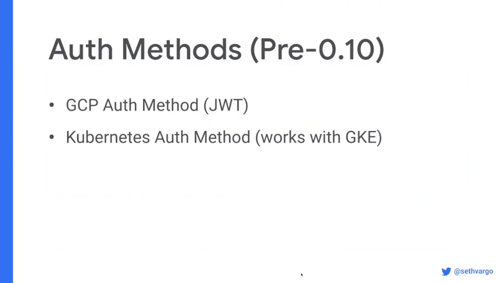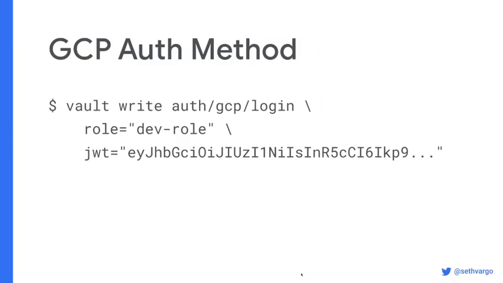In terms of ways in which users could authenticate to Vault, similar to username and password or LDAP, on GCP we had two primary methods. The GCP auth method, the Google Cloud authentication method, which leverages a JWT token, and we also have the Kubernetes auth method, which works with the Google Kubernetes Engine. If you're not familiar, the GCP auth method is very straightforward.